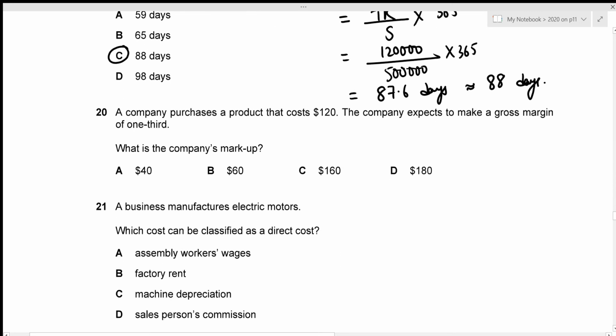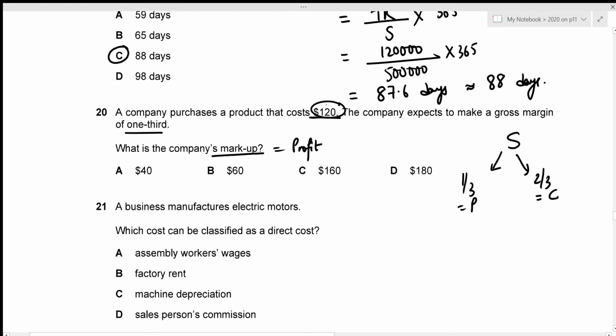A company purchases a product that costs 120. The company expects to make a gross margin of 1/3. And we need to figure out the company's markup. So markup basically means profit. Okay, and we are told that the gross margin is 1/3, which means that out of the sales value, 1/3 value is going to be profit, whereas the 2/3 value is going to represent the cost. And we are given the cost to be 120, so let's form an equation.